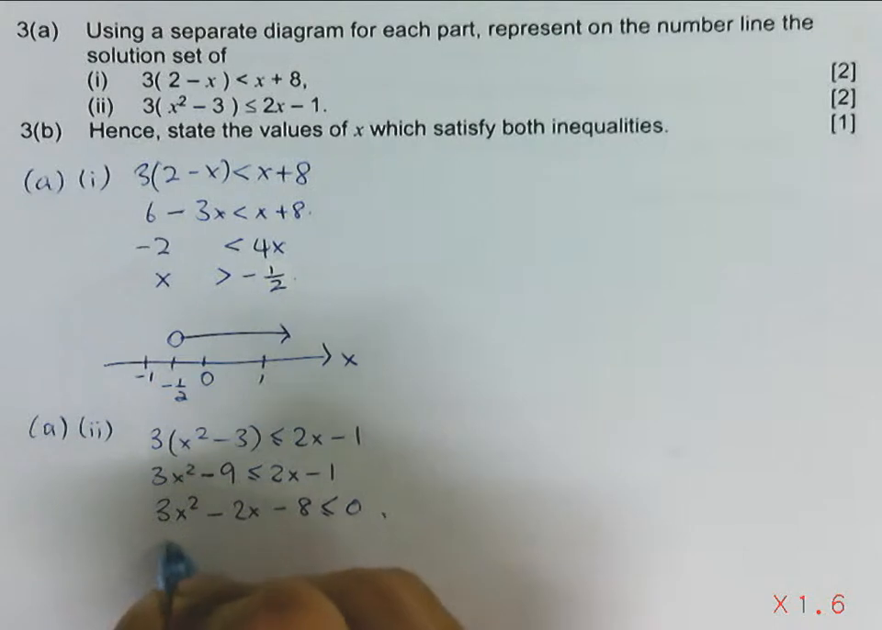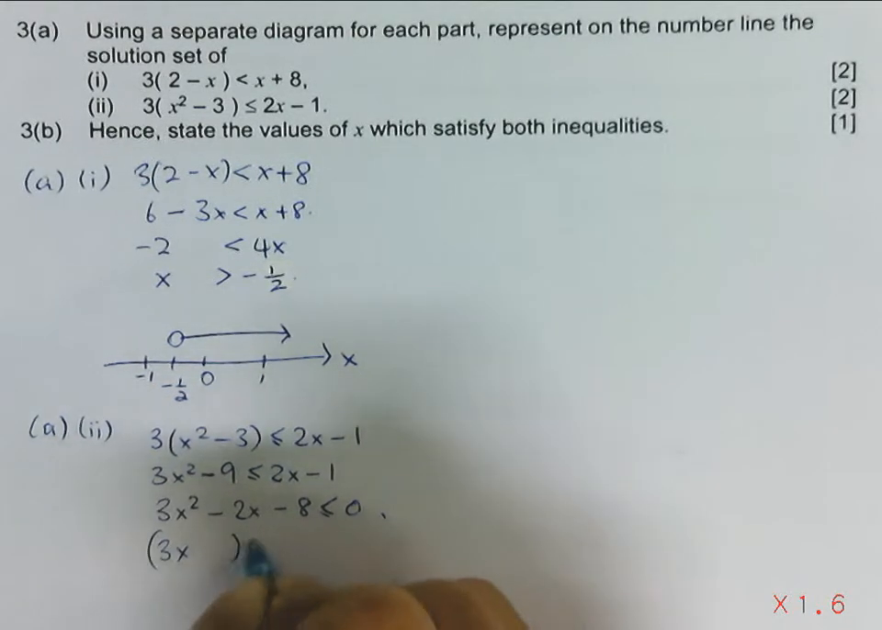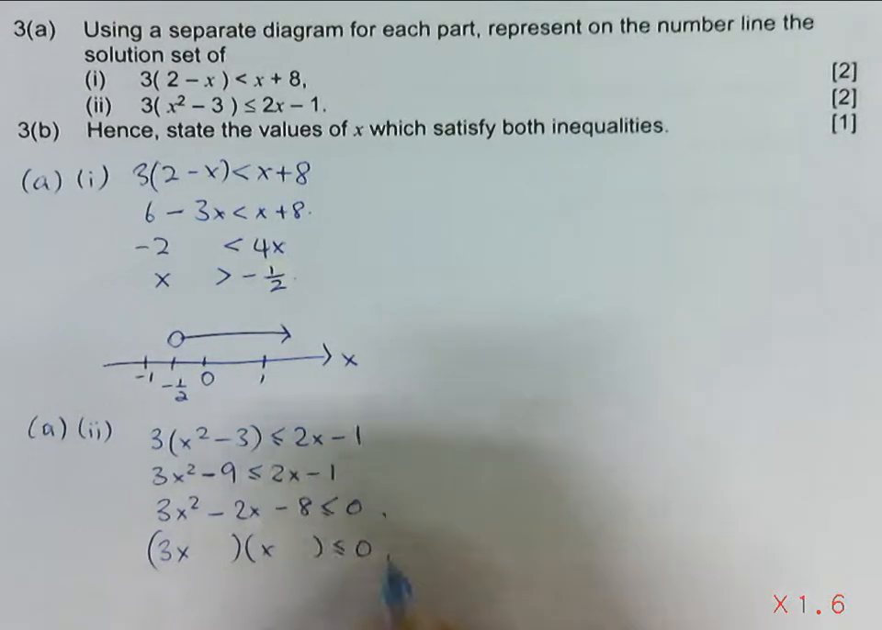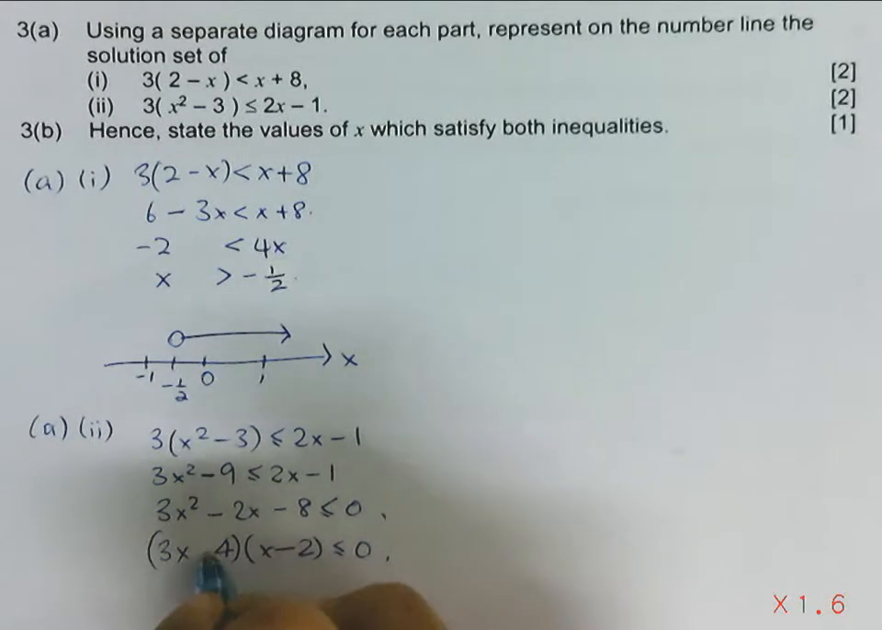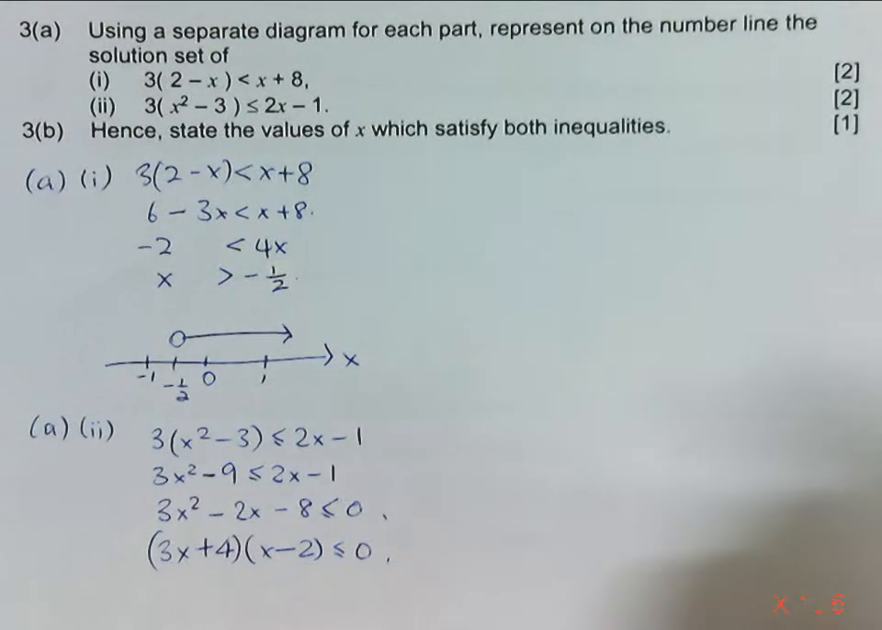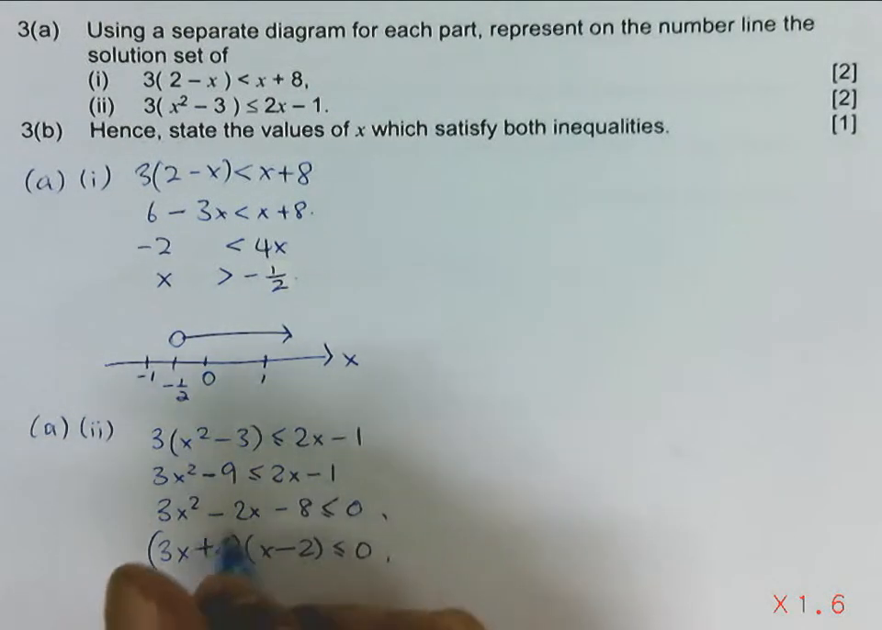We can also factorize this quadratic expression. So factors of 8, 2 and 4, 6 and 4 will give us 2, so it's minus 6 plus 4. Minus 6 plus 4 gives us minus 2x.